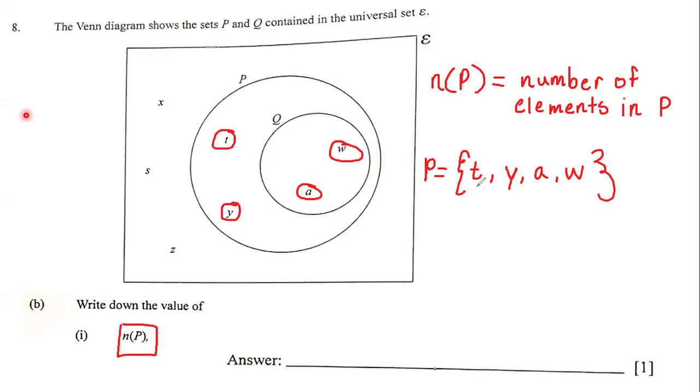So T is obviously 1. Okay, that's 1 element. The second is another element. And then 3 is obviously another element. And then 4 is obviously another element. And so the number of elements in P is what? It's 4.